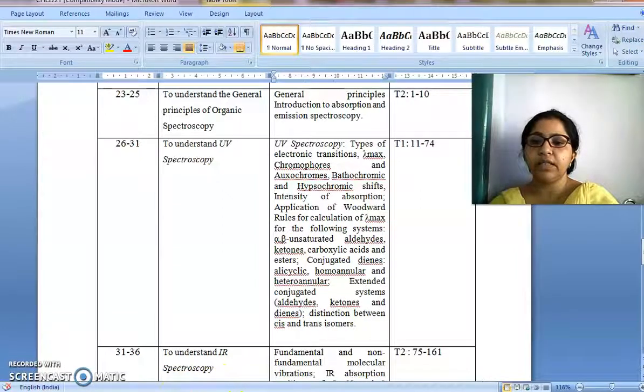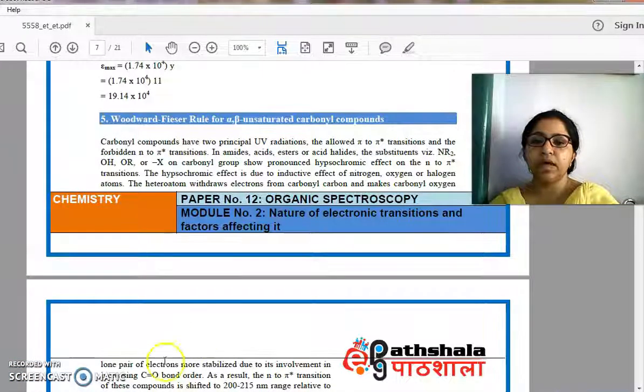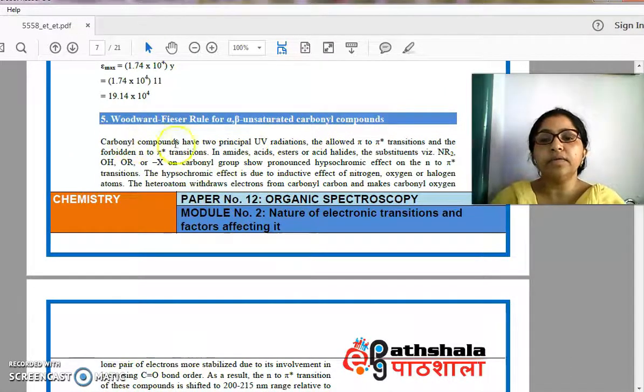So for today, I think, is it done? No, we'll have another. So let us finish this part. Carbonyl compounds have two principal UV absorptions. The allowed one is the pi to pi star transition, and the forbidden one is the n to pi star transition. The n to pi star is a forbidden transition, so therefore the epsilon is very low. I have discussed this part. And pi to pi star is an allowed transition, so the epsilon is higher.